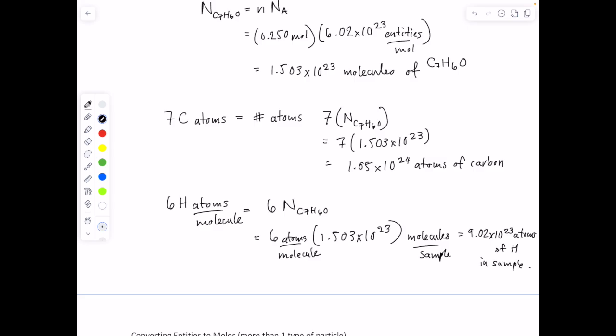We'll do the same thing for the number of oxygens. There's 1 oxygen atom per molecule. So that's 1 times the number of molecules, which is 1.503 times 10 to the power of 23. So there are 1.503 times 10 to the power of 23 atoms of oxygen in the sample.